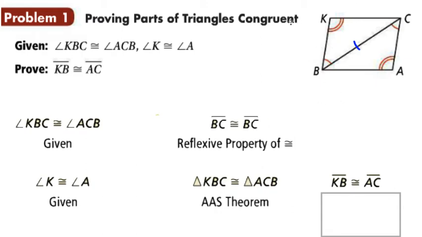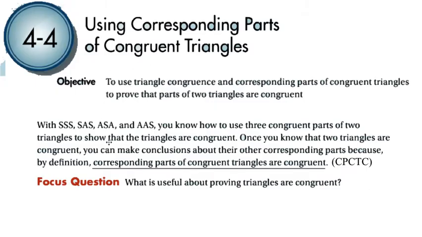So we can now say that side KB right here is congruent to side AC, and our reasoning for that is going to be corresponding parts of congruent triangles are congruent. That CPCTC stands for corresponding parts of congruent triangles are congruent, and I underlined that right here. If you want to abbreviate that, then we don't have to write that out every time. So that's kind of where we're headed.